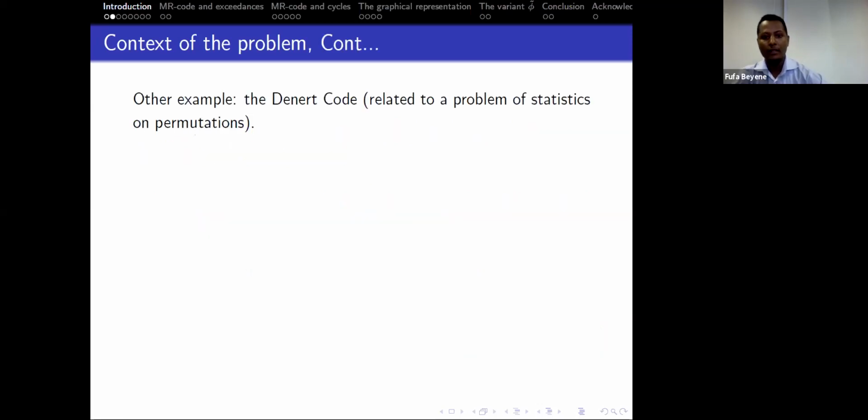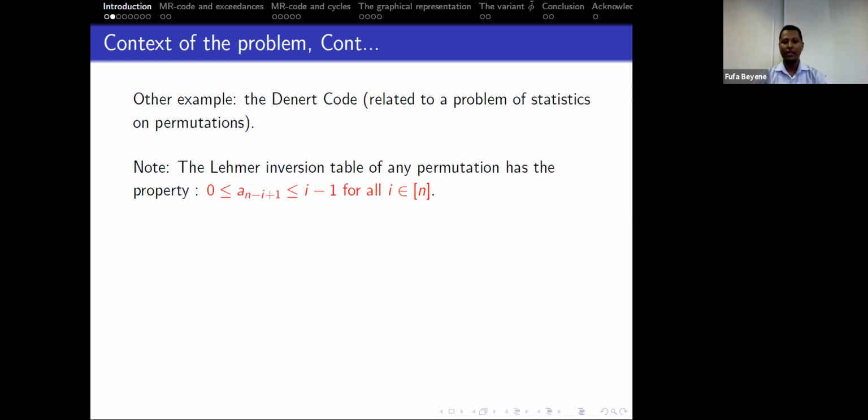Another code we can list as an example of a permutation code is the Denert code, which is related to the famous combinatorial problem of statistics on the set of permutations. When we consider the Lehmer inversion table for any permutation, we see that it has the property that 0 is less than or equal to a_{n-i+1} less than or equal to n-i for all i.